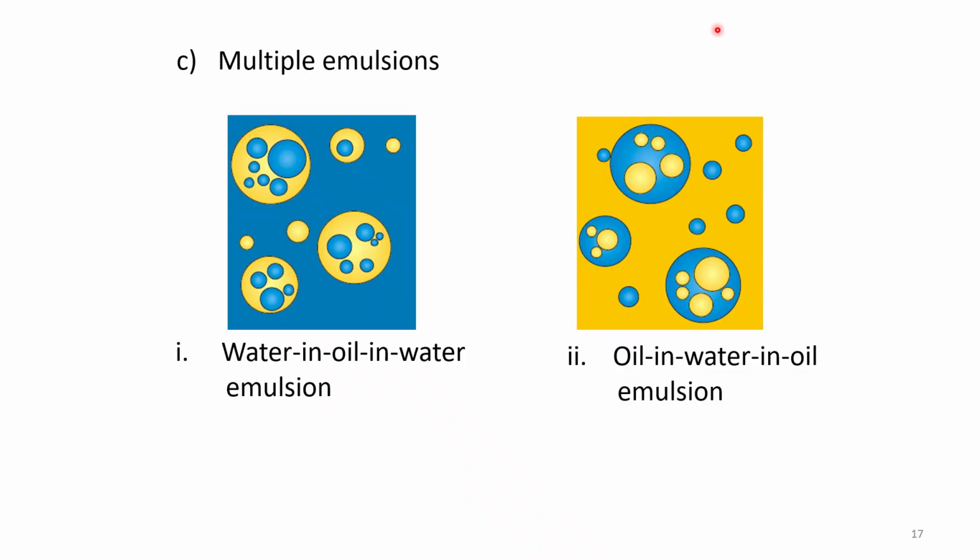Other than the oil in water type emulsion or the water in oil type emulsion, there are also multiple emulsions. Multiple emulsions are emulsion systems in which the dispersed phase contains smaller droplets that have the same phase composition as the external phase. So you will have the water in oil in water emulsion. Similarly, there is also the oil in water in oil type of emulsion. So these are emulsions with more than two phases.